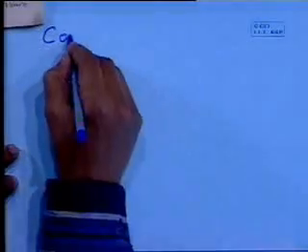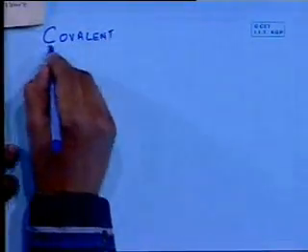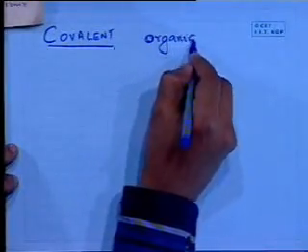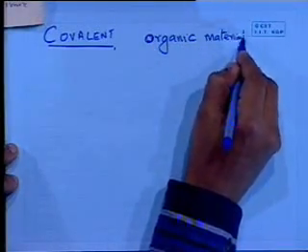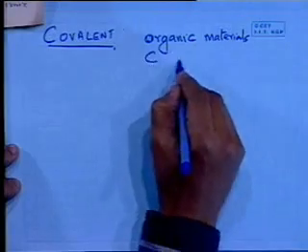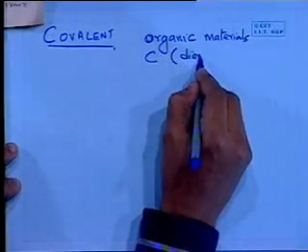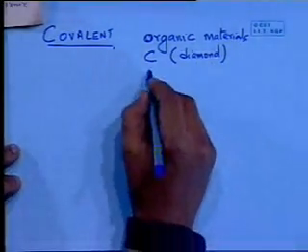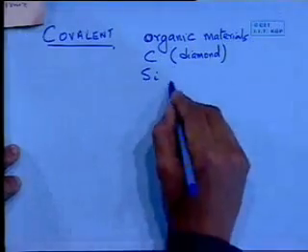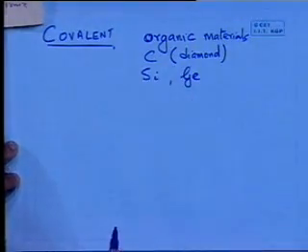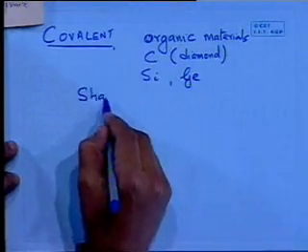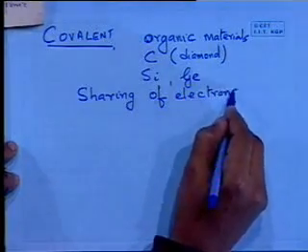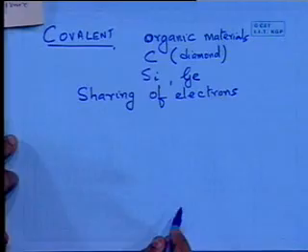We can look at covalent bonds. And it's predominant in organic materials. But we also see it in inorganic materials, carbon, the very familiar and precious diamond, and common semiconductors like silicon and germanium. These have covalent bonding. And basically the idea here is that electrons are shared between pairs of atoms to produce the covalent bond.